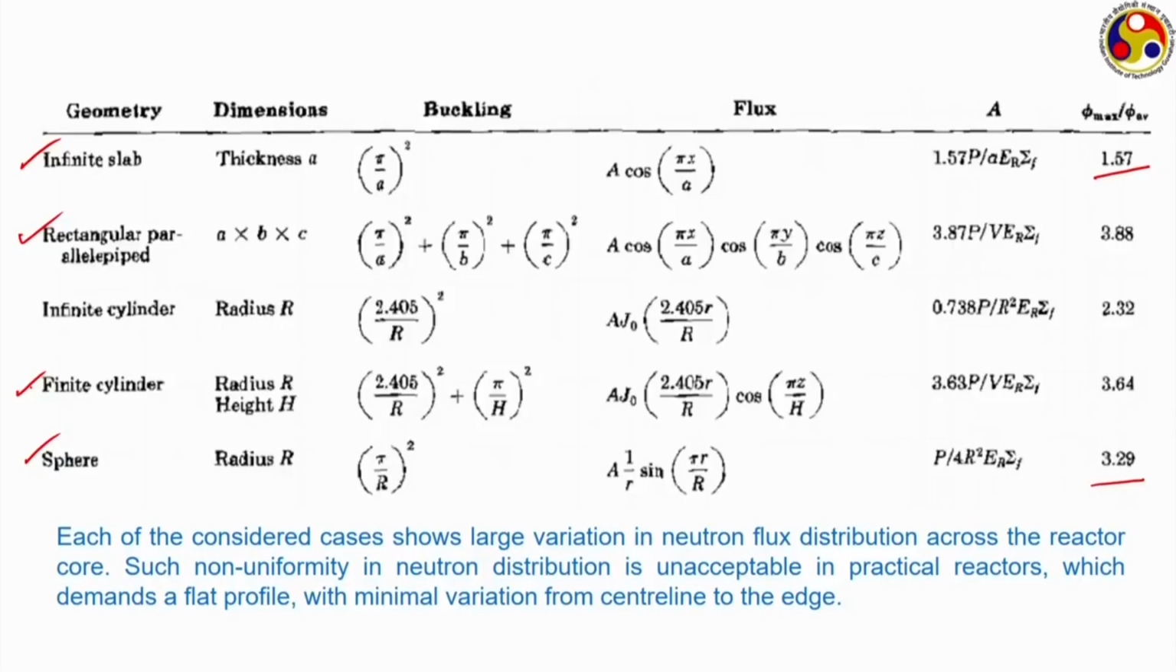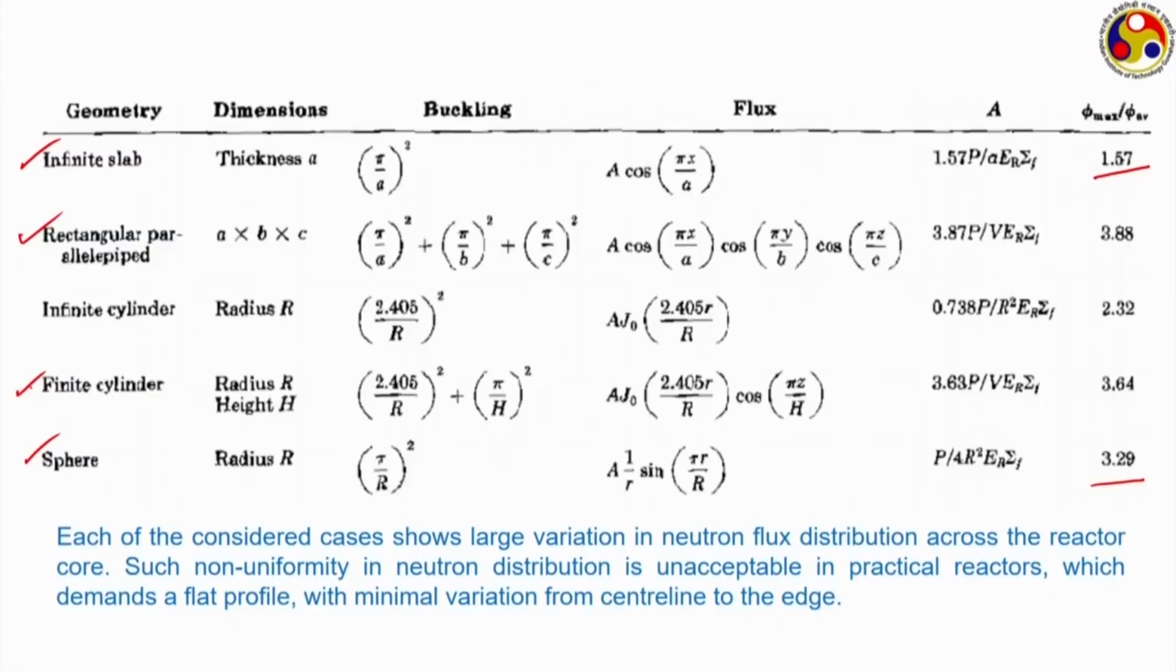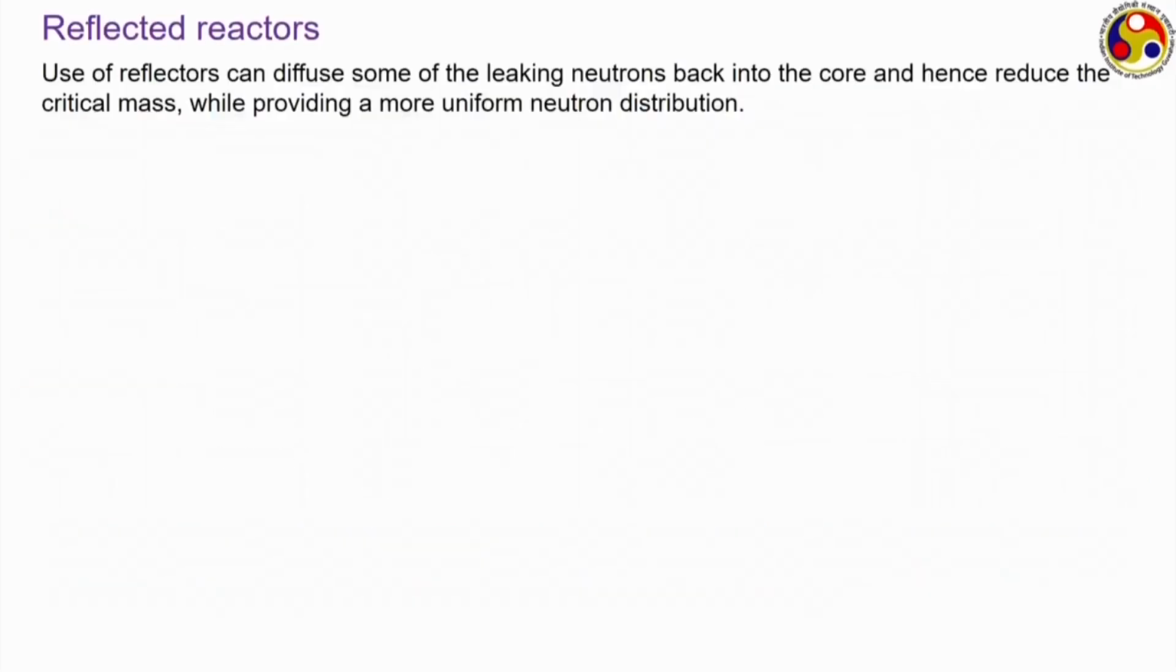Hence, we must ensure that the neutron flux profile remains more or less flat. While the infinite slab value of 1.57 is quite an encouraging number, it is still a concept only. So, we must ensure that the neutron flux remains flat, so that we can have a uniform distribution of energy received by the coolant over the entire cross section. And one way of achieving that is by the use of reflectors.